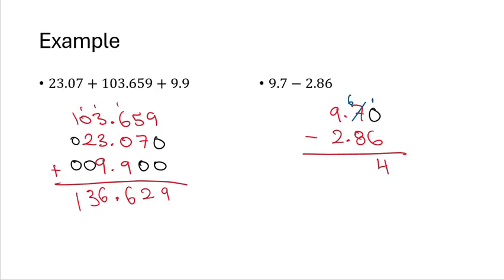And then 6 minus 8, that doesn't work, so I'm going to cross it off again. What am I doing? So the 9 here crosses off to become an 8. And I put the 1 next to the 6, it becomes 16. So 16 minus 8 is 8. Put the decimal point there, and then 8 minus 2 is just 6. And this is my final answer. Okay?